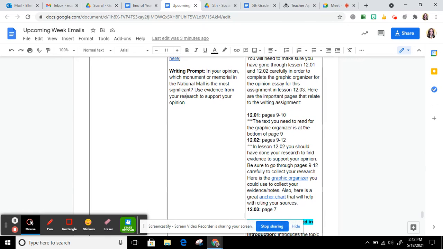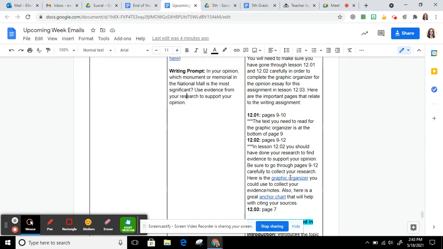On 1201, you're going to look at pages 9 through 10, and the text is there that you need to read the National Monument. In 1202, you're looking at pages 9 through 12, and in this lesson, you're going to be doing your research to find evidence to support your opinion. So make sure you go through all pages 9 through 12 in lesson 1202 before doing your graphic organizer for 1203.